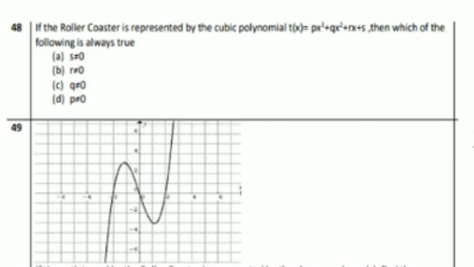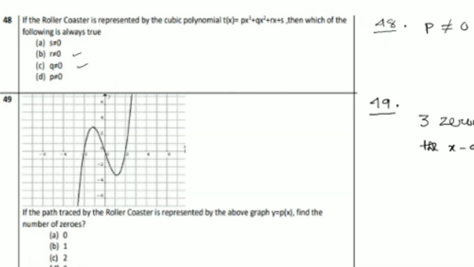Now in problem number 48, the problem is, if the roller coaster is represented by the cubic polynomial t(x) = px³ + qx² + rx + s, then which of the following is always true? p of course is not equal to 0. So which option will be the right option? D. In a cubic polynomial, p will not be 0, because if p were 0, then 0 into x³ will be 0, so it will not be a cubic polynomial, it will be a quadratic polynomial. So in that case, obviously p is not equal to 0.